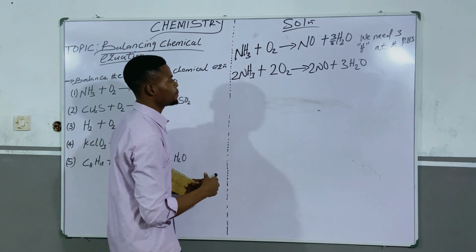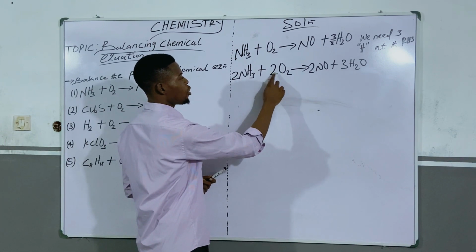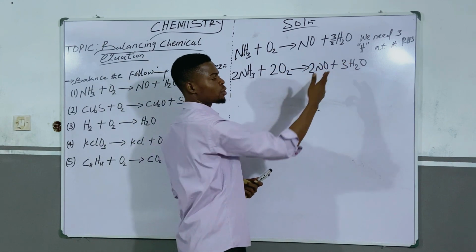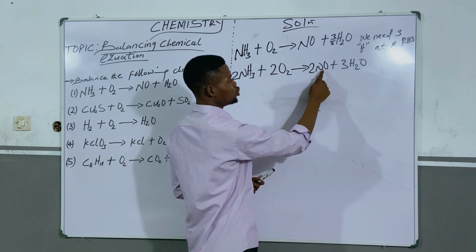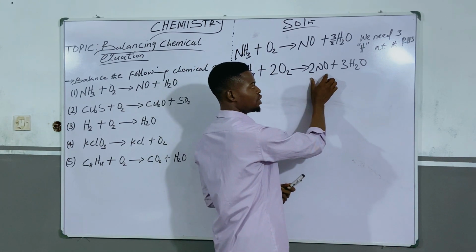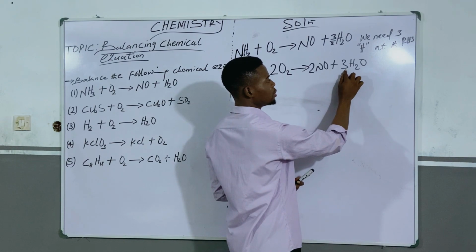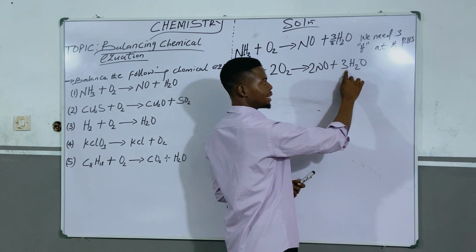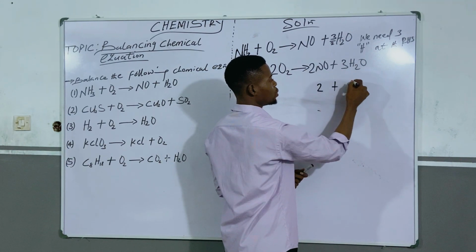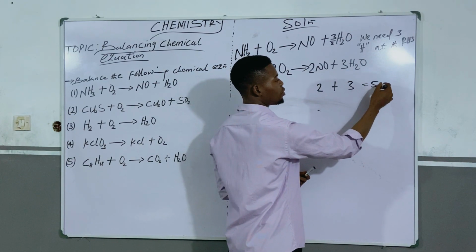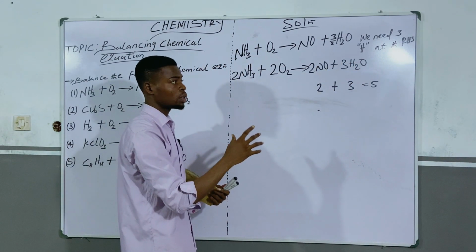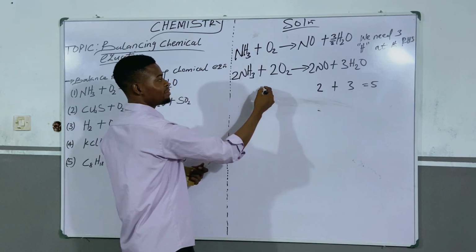Now the oxygen here, we have 4 oxygen here. That is 2 times 2 is 4. Now let's check the number of oxygen we have at the product. Here we have 2 oxygen plus 1 times 3. We have 2 oxygen here plus we have 3 oxygen here. That is a total of 5 oxygen. So we have a total of 5 oxygen at the product. Then at the reactant, we have 4.